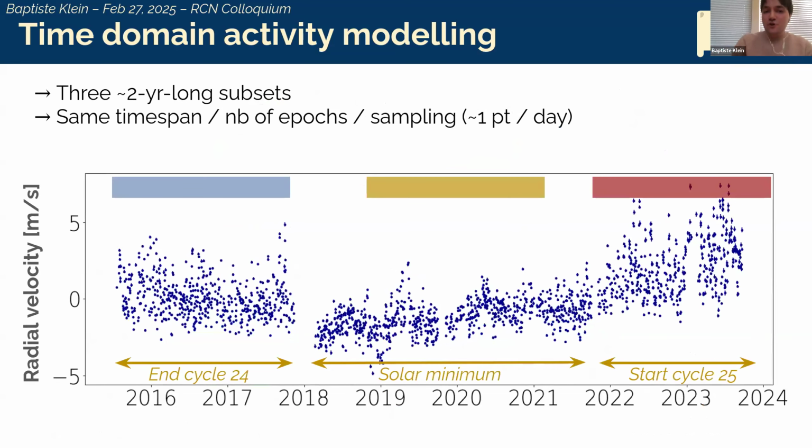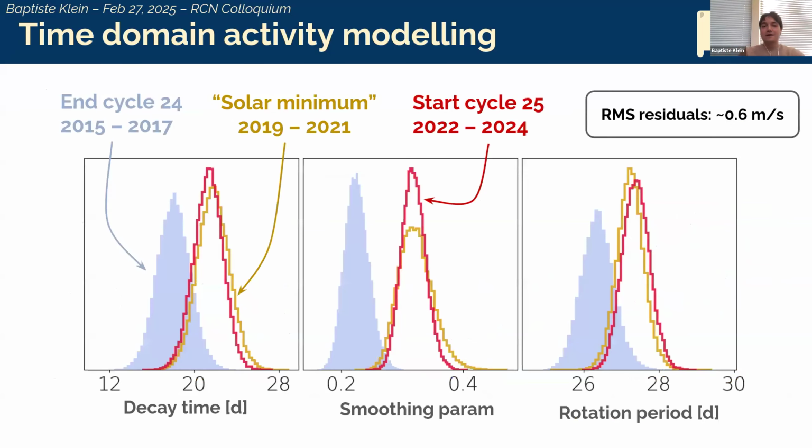Okay, so what we're going to do is just assess our ability to model this radial velocity signal of the sun. And we're going to do that in 3 separate chunks. So we separate our data into 3 chunks, and we will model each chunk separately: 1 chunk at the end of cycle 24, 1 chunk in the solar minimum, and 1 chunk at the start of cycle 25. For each chunk, I use the same time span, the same number of epochs, and about the same sampling, which is 1 point per day. We model this signal without any planet because we're interested only in activity so far. And this is what we get.